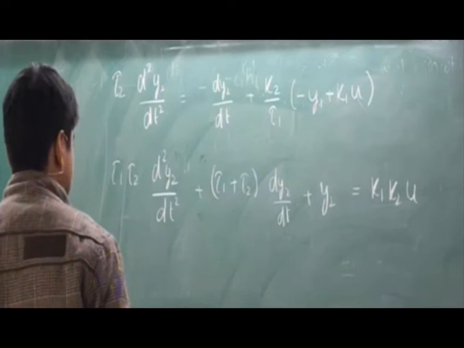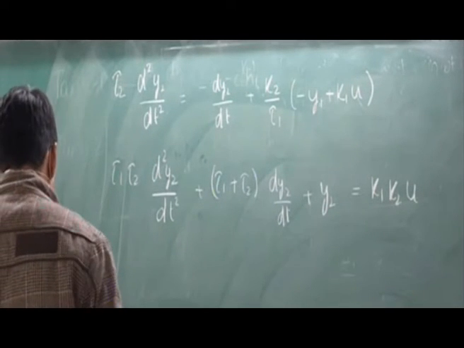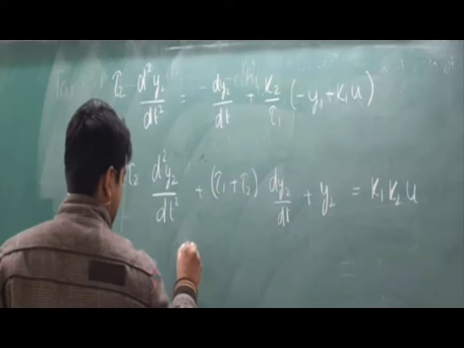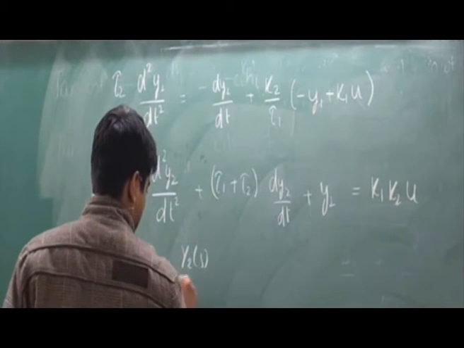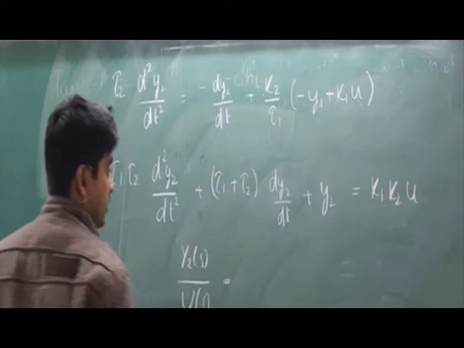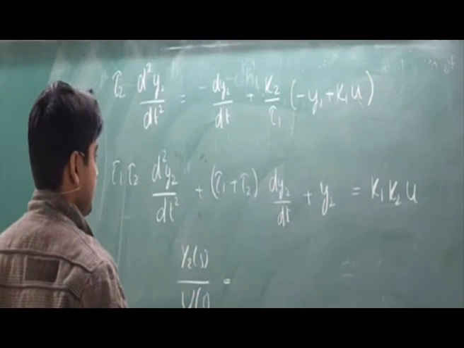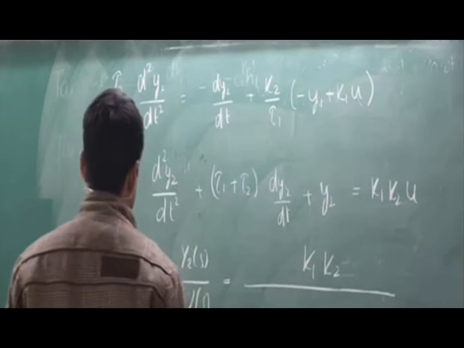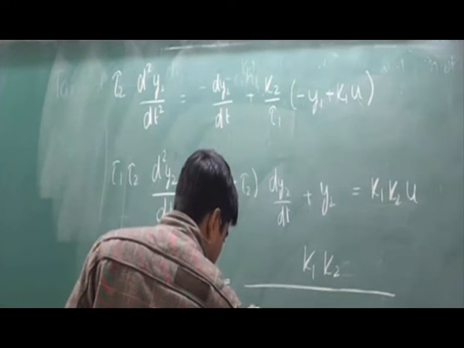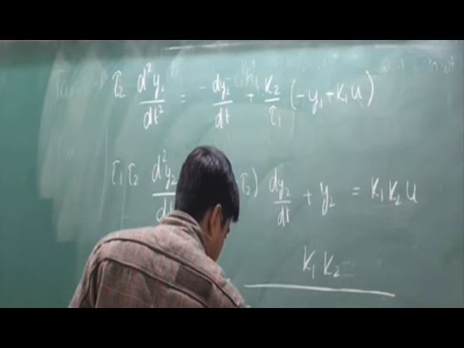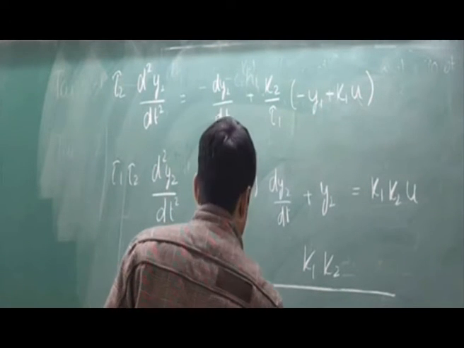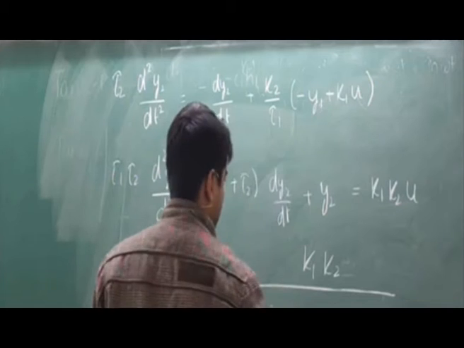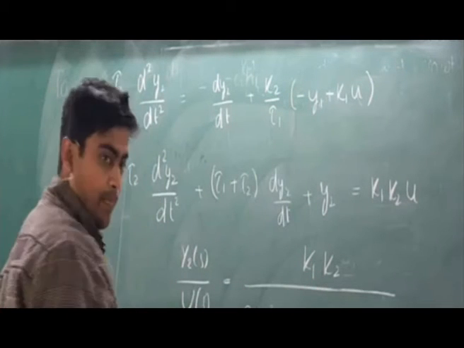okay. So this will render a relationship between y2 over u of s, which would be what? k1 k2 okay.